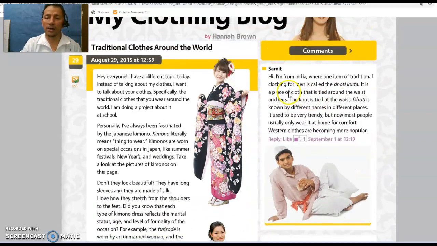Sami: I'm from India, where one item of traditional clothing for men is called the dhoti kurta. It is a piece of cloth that is tied around the waist and legs. The knot is tied at the waist. The dhoti is known by different names in different places. It used to be very trendy, but now most people usually only wear it at home for comfort. Western clothes are becoming more popular.